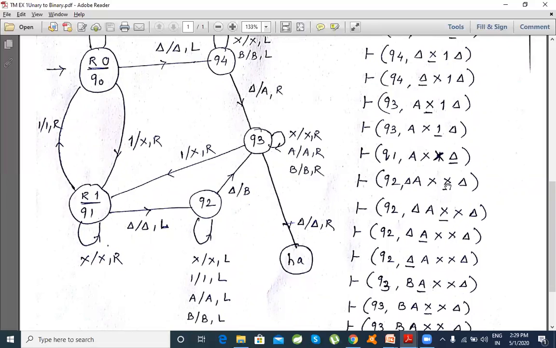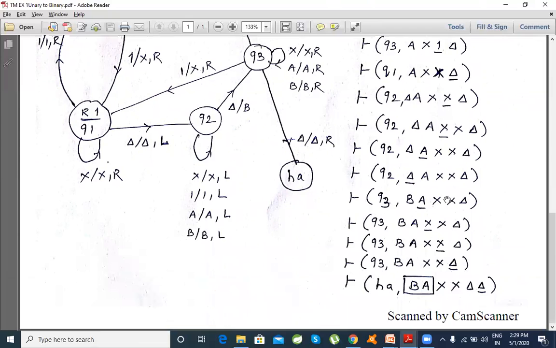Being in Q2, if X is there, X is preserved as it is, move towards left. This is the previous remainder which we have written over the tape. So being in Q2, if A is received, the same strategy we apply. The previous result, we keep it as it is, move towards left, unless and until we reach the leftmost null.